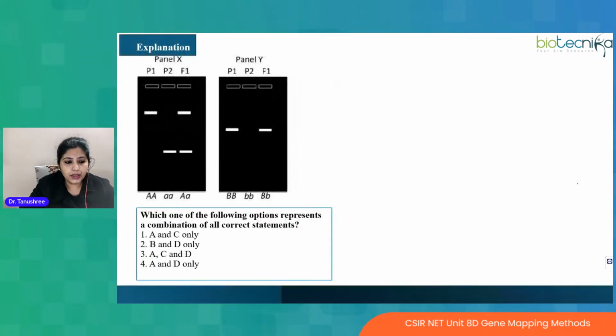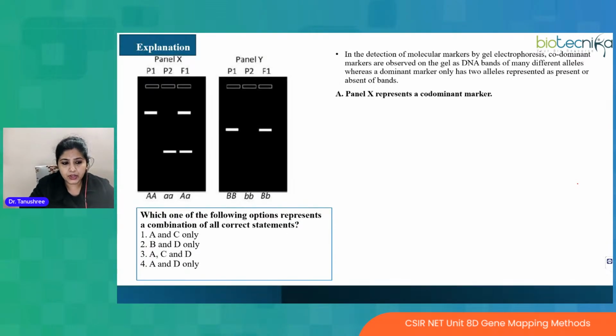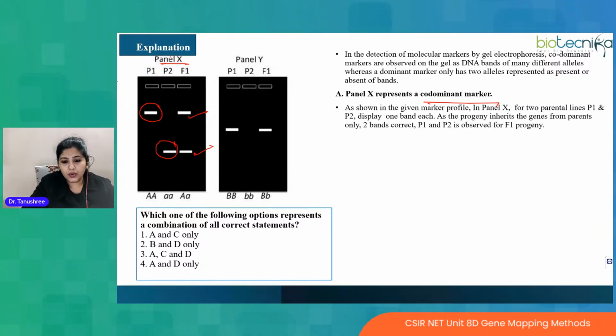Now coming to the given statements, you will analyze the given figure, and it is mentioned that panel X represents a co-dominant marker. If you look carefully, this is panel X. For P1 we are getting a band, for P2 also we are getting a band, and for F1 we are getting both the bands, right? So it is a co-dominant marker definitely, but for panel Y we are not getting that. So definitely panel X represents a co-dominant marker, so A is correct.